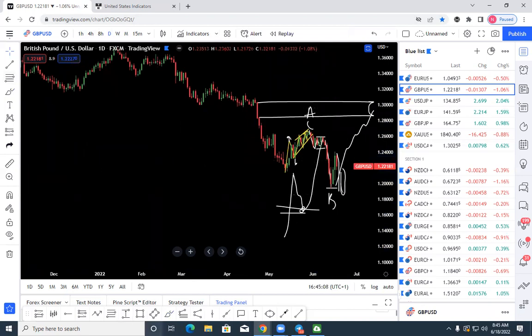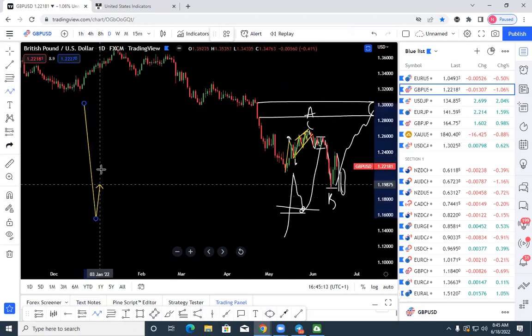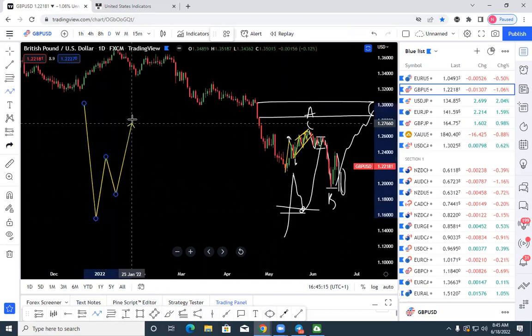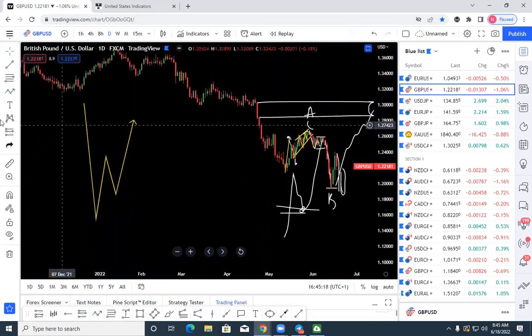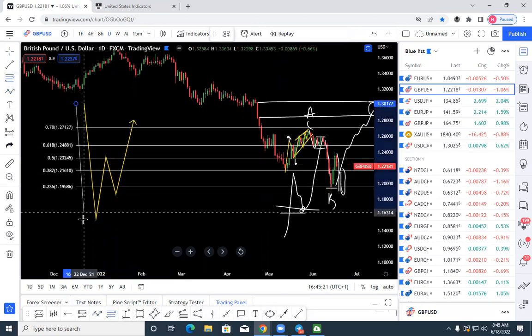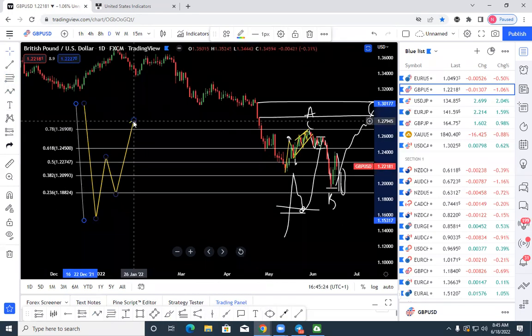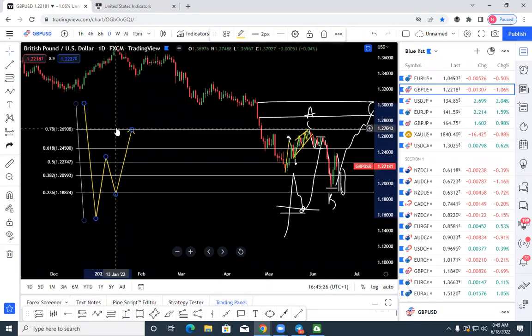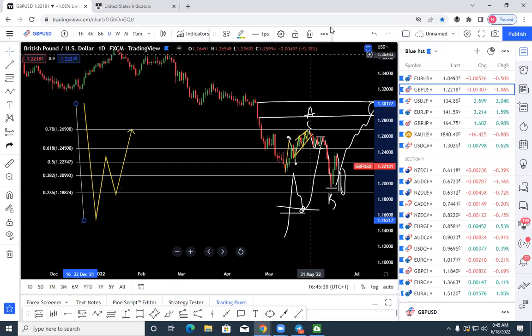For people that do not know what a zigzag is all about, watch my video on corrective structure. You see an impulse, you see one, you see two, you see three. This zigzag will usually come to a 78% retracement of this impulsive leg, which is exactly here. That's the number one condition for the formation of a zigzag.